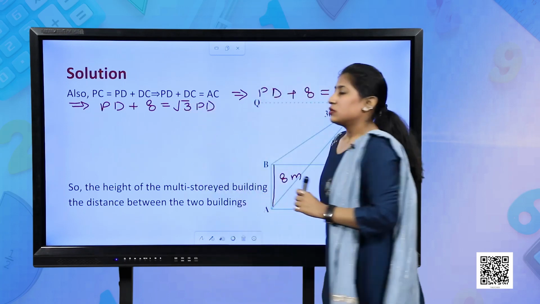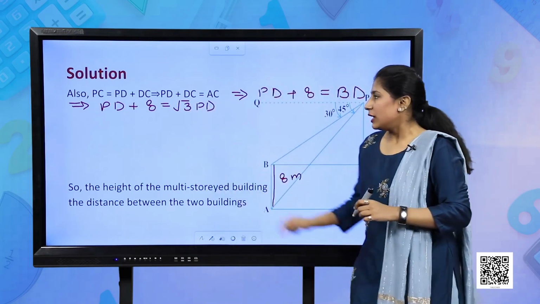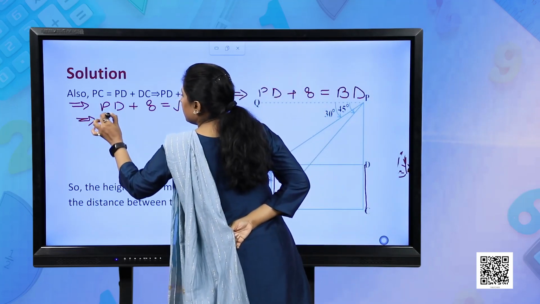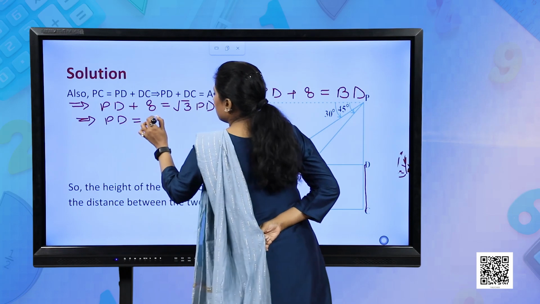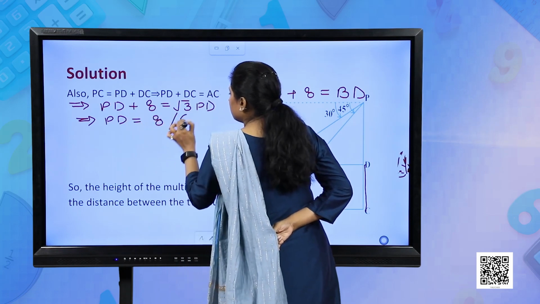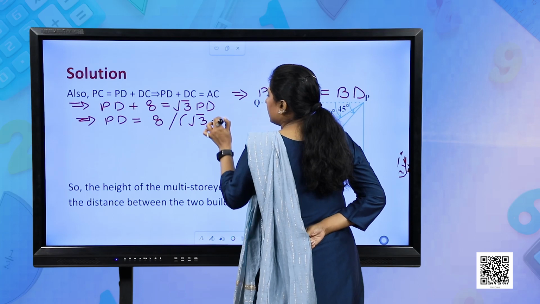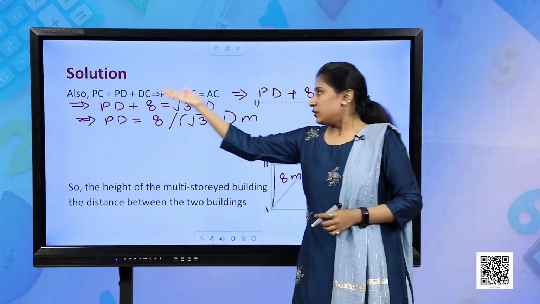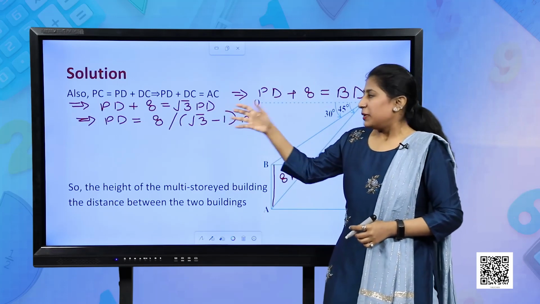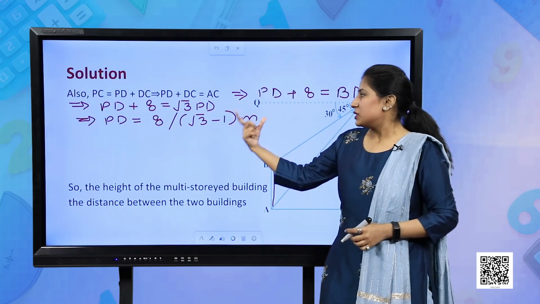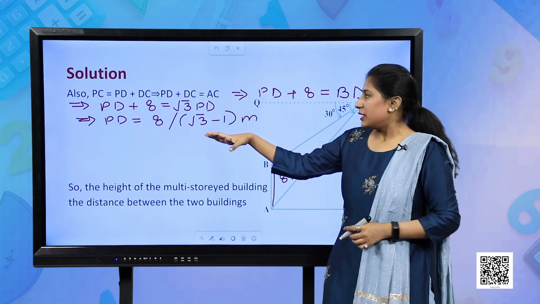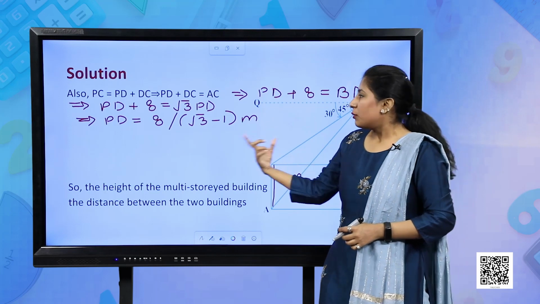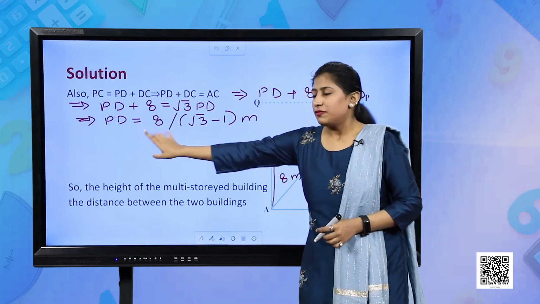Okay. So, you can easily solve this equation and you will get what? You will get PD is equal to 8 upon under root 3 minus 1 meters. How? You can bring this PD to the right hand side. You can take PD common, you will get root 3 minus 1, and by cross multiplication, or you say that bringing root 3 minus 1 to the denominator, you get the value of PD.